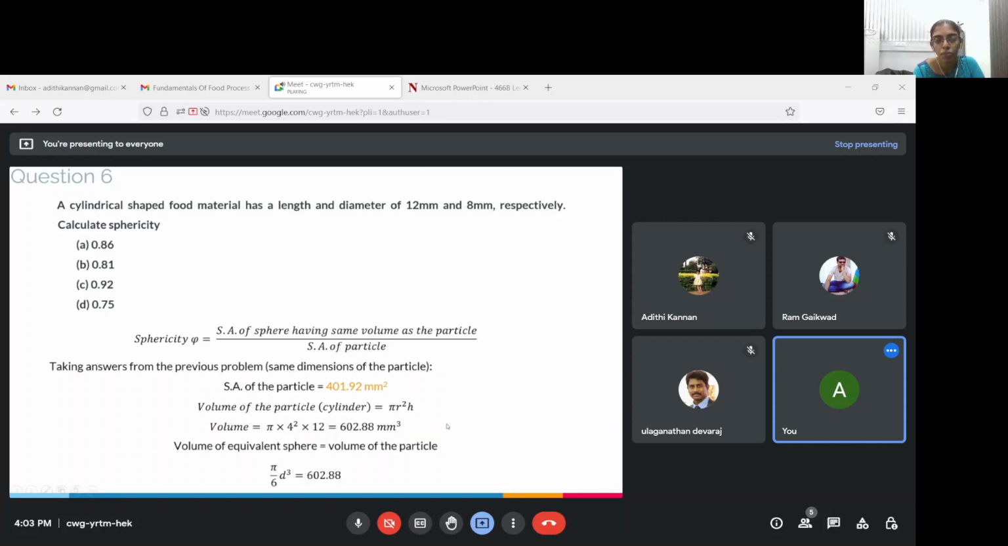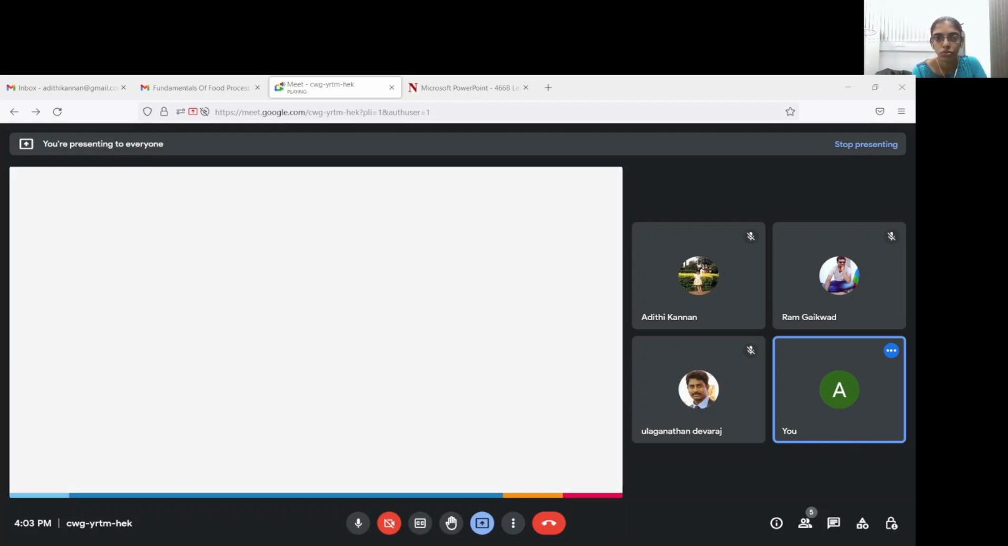So pi by 6 d cube, which is the volume of the sphere, is the same as volume of the particle. From this you can get d. So what is the value of d that you are getting? So the d value that we get comes close to 10.5 millimeter.